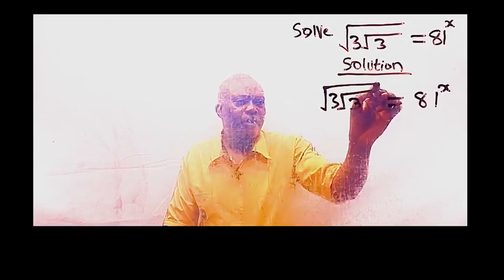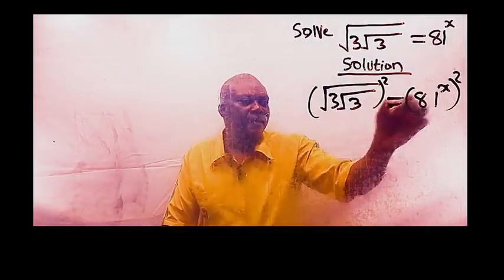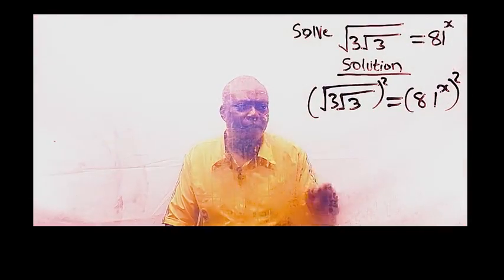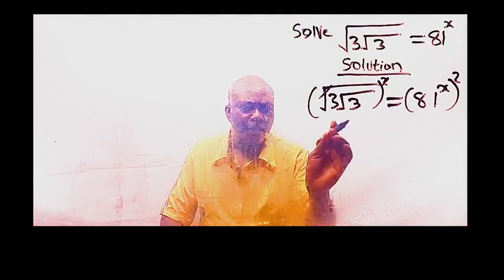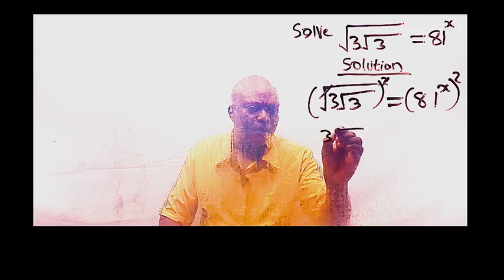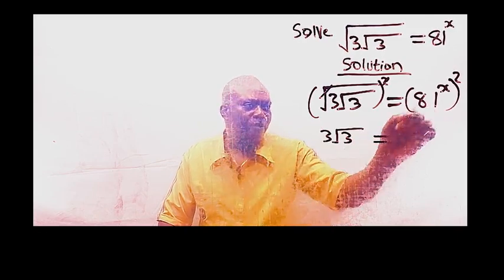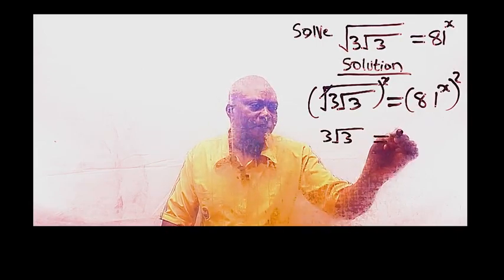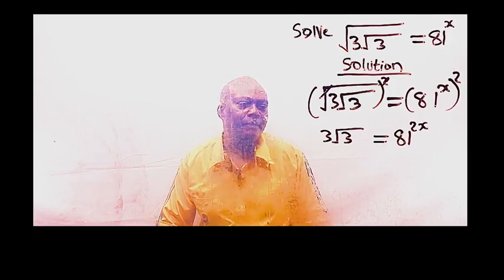All you do here is you square both sides. If you do that, then you're going to do the first root. So these two will deal with the first root. Now what you have here will be 3 root 3 equals this 81. You can write it as 81 to the power 2x.